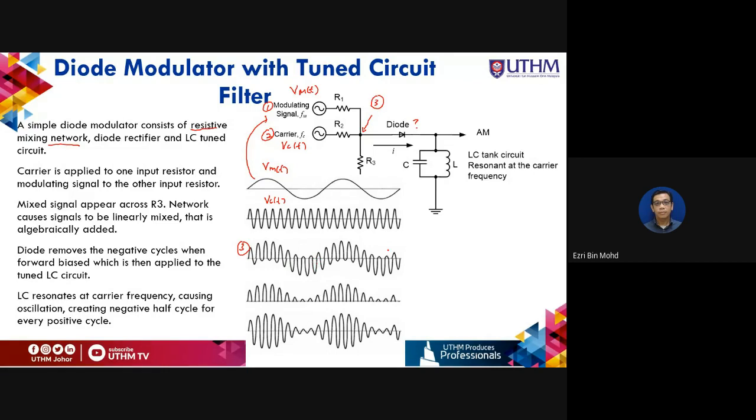At this point, we could see that only the positive signal appears and the negative signal is eliminated. Why? Because the diode will, what is the function of the diode? In electronics, what is the function of a diode?